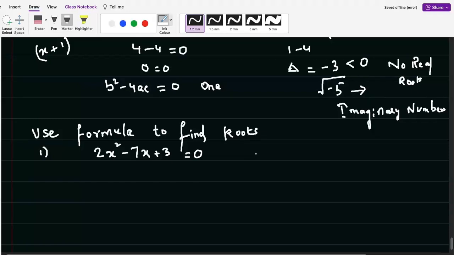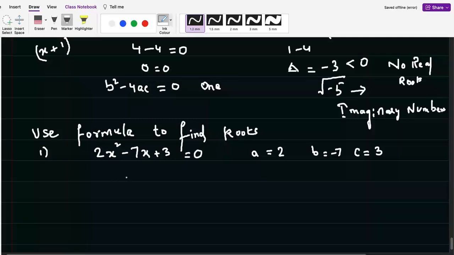So we need a, b, c here. So what are our a, b, c? a is 2, b is negative 7. You need to write the quadratic equation in standard form, then only you substitute the values. Otherwise, values get interchanged and you will not get the correct answer.